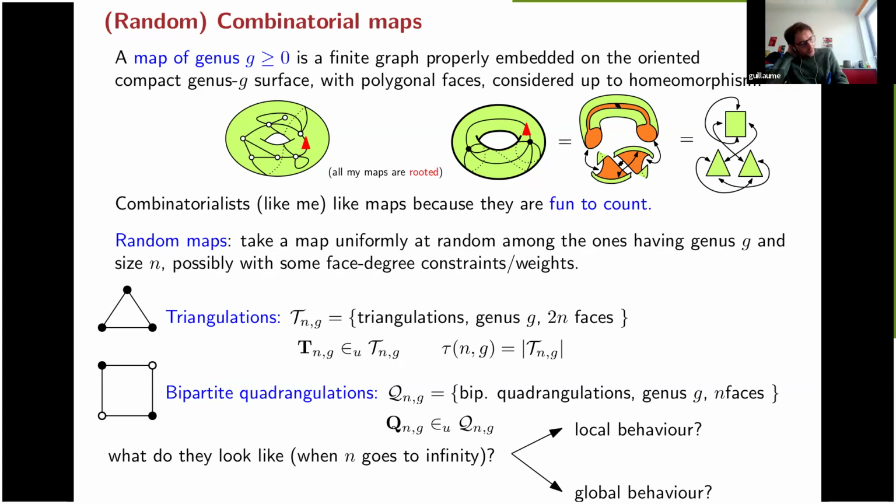And very roughly, I can separate my questions into two kinds, the local behavior and the global behavior. I can ask what happens around one vertex or what happens globally. And this is what I will start doing now. So is the setup more or less clear?